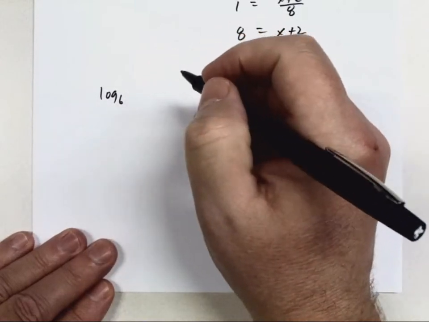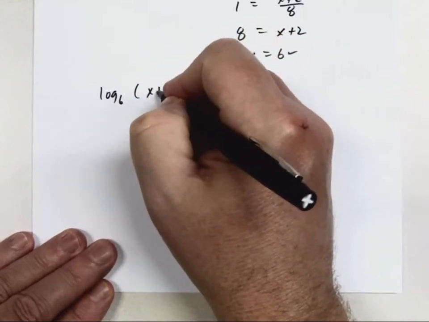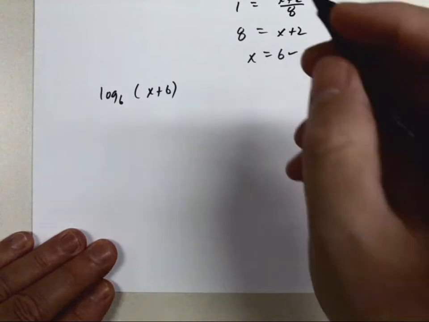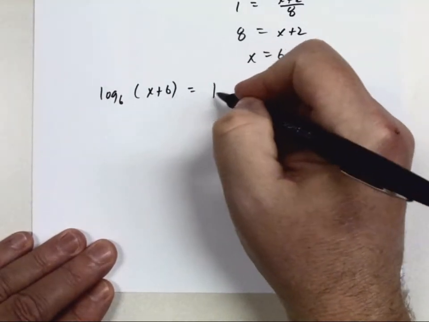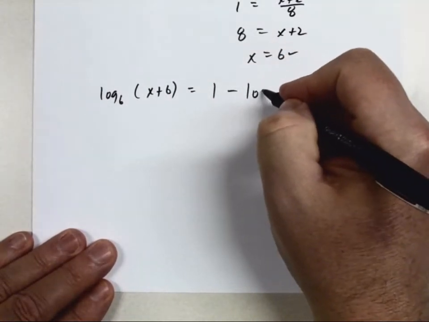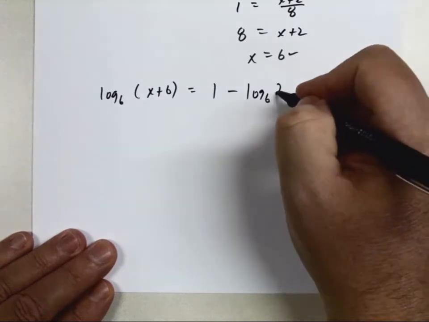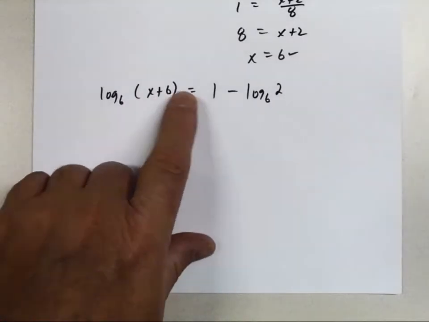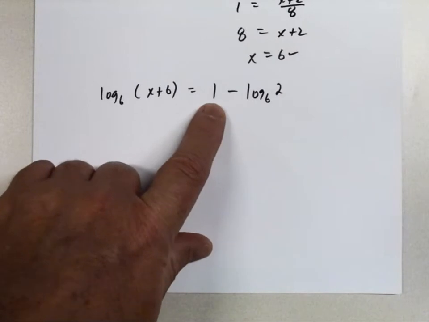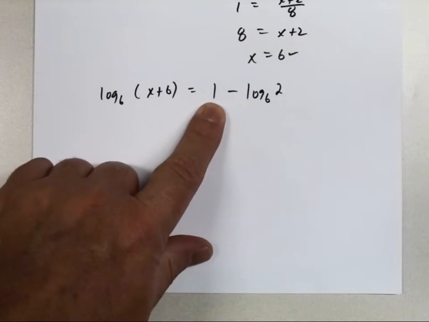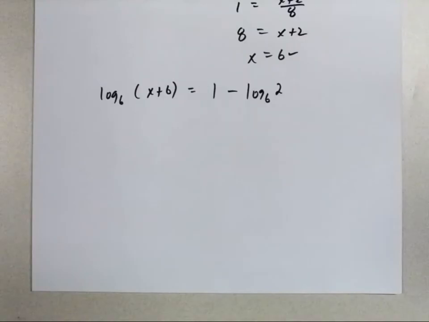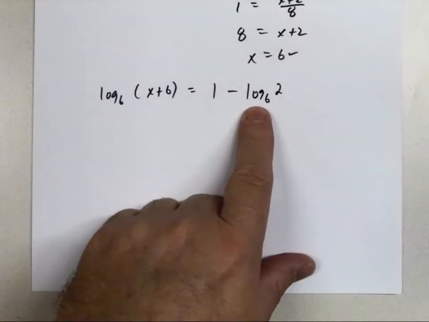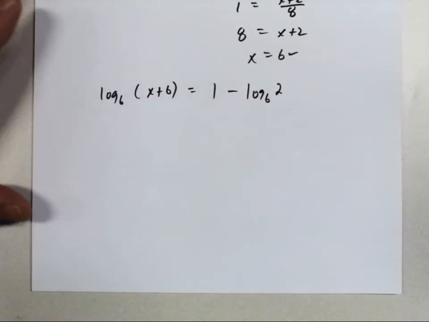All right, let's go back to the one example I gave you at the beginning. And that was log base 6 of x plus 6 equals 1 minus log base 6 of 2. It's like I got 3 terms here, 2 log terms and then a number. I want to get the log terms on the same side, so I'm going to add log base 6 of 2 to both sides.